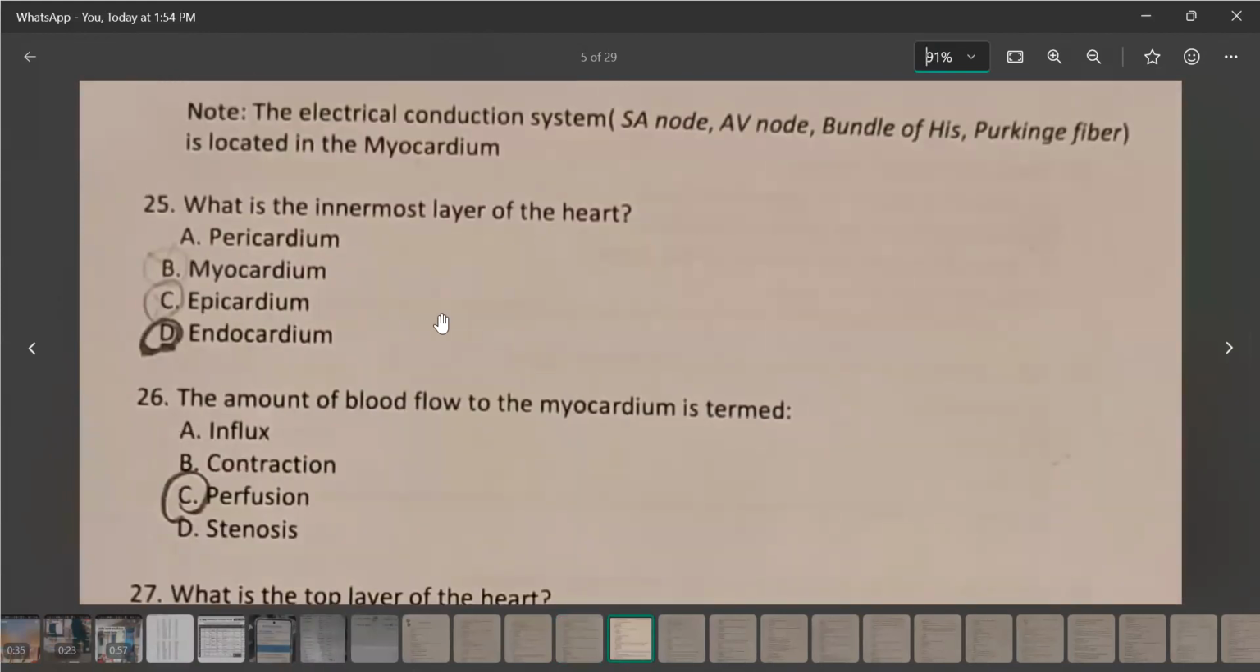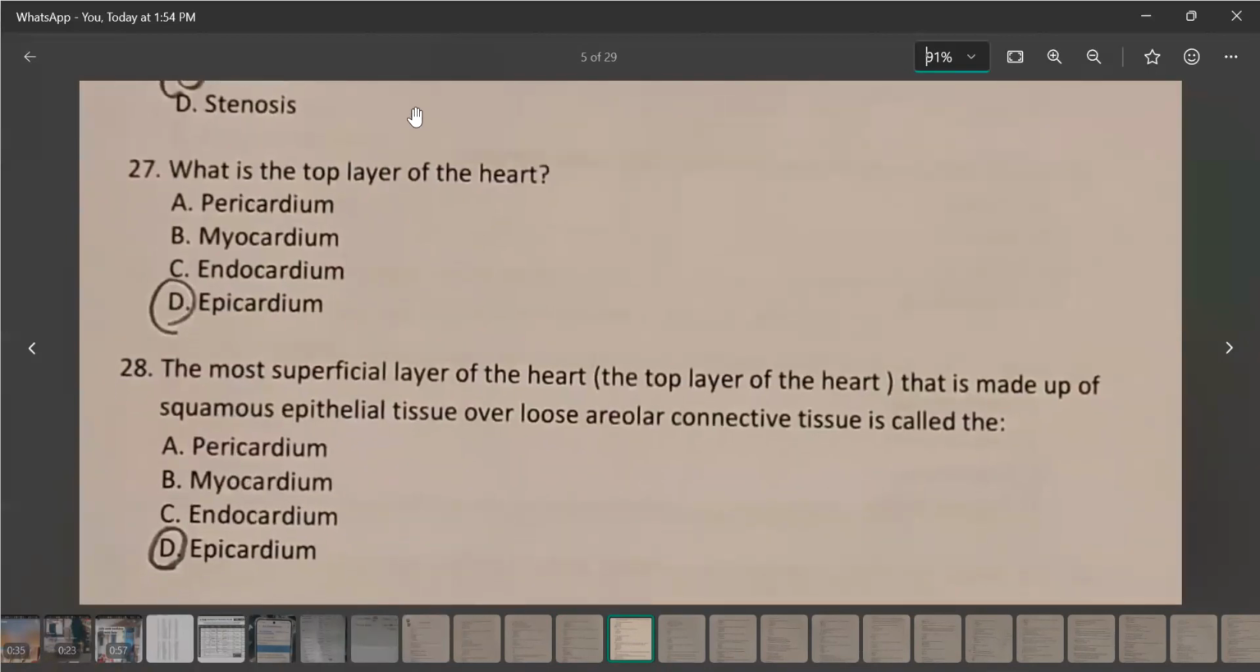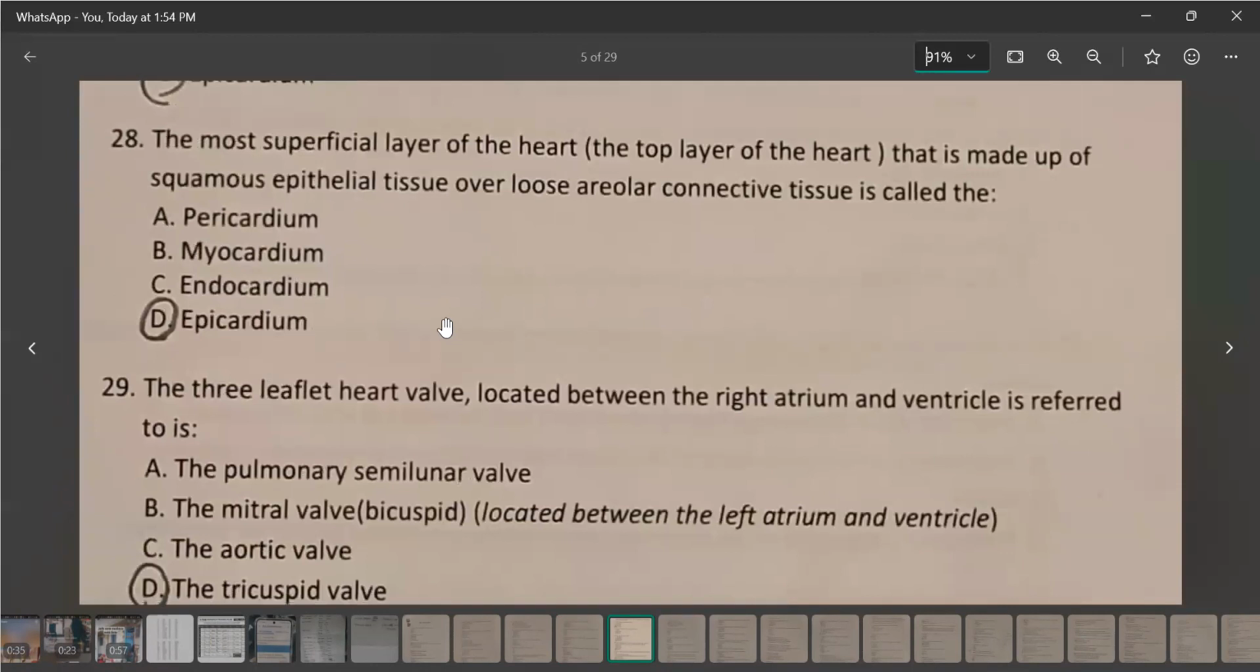25. What is the innermost layer of the heart? The endocardium. 26. The amount of blood flow to the myocardium is termed perfusion. 27. What is the top layer of the heart? Epicardium. 28. The most superficial layer of the heart, made up of squamous epithelial tissue over loose areolar connective tissue, is called the epicardium.